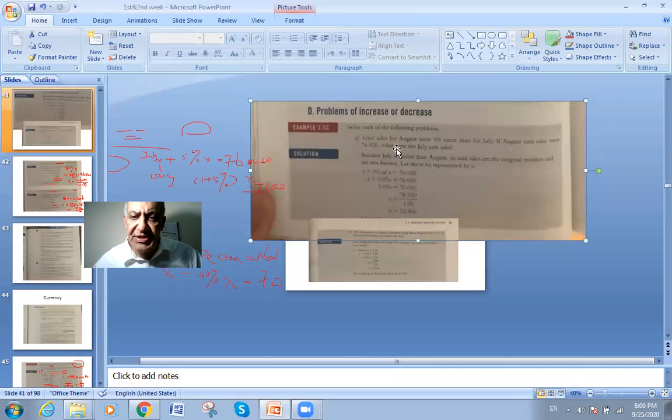Unit sales of August were 5% more than July. So August equals July plus 5% of July. If August unit sales were 76,020, then July would be X, so we say X plus 5% of X will equal 76,020. Then we want the X alone. Both of them, 1X and 5% of X, will be 1.05X equals this amount. Then X will be the far by the near, so 76,020 by 1.05, and this is the solution of the problem.